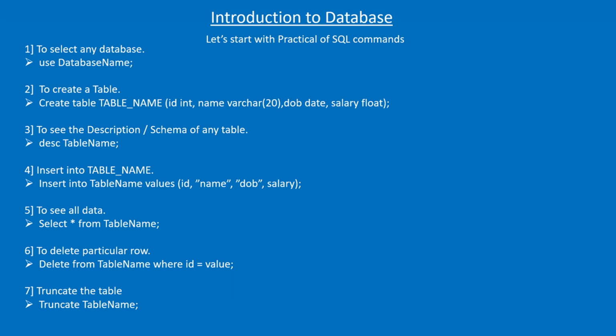Next command is to retrieve all the data. The syntax is SELECT star FROM table name. Next command is to delete a particular row. The syntax is DELETE FROM table name, and we have to provide some condition like WHERE id is equal to some value. Next command is to truncate the table. Syntax is TRUNCATE table name. Truncate command will remove all the data inside your table. So let's move to the practical.